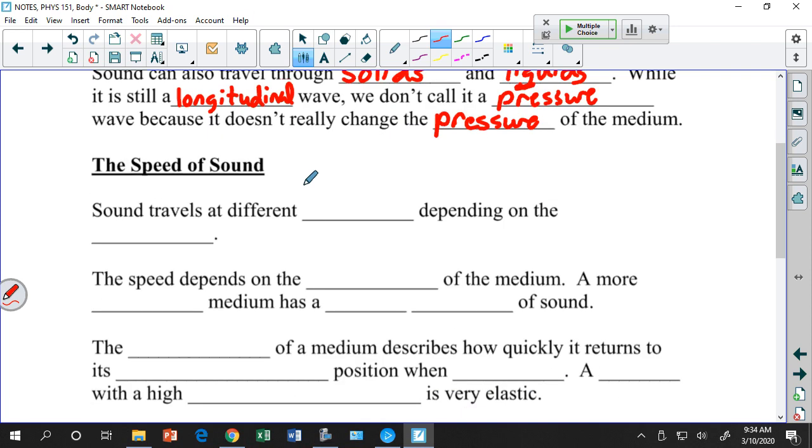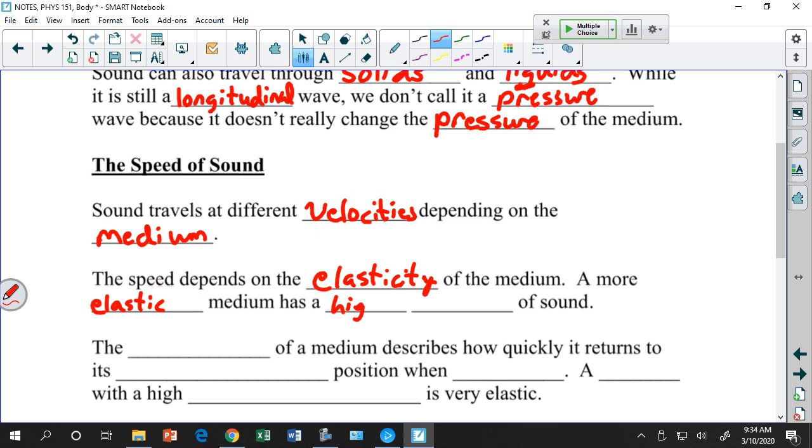So sound travels at different velocities depending on the medium. And the speed will depend on the elasticity of the medium. A more elastic medium has a higher speed. Let's say that I have some material. It's made up of a bunch of different molecules.